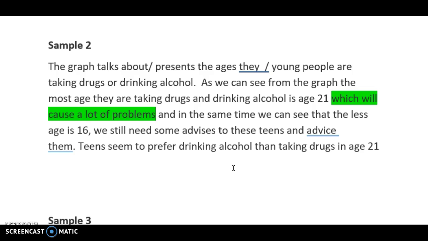It's not part of the description of the graph. And if we look here at the end, I'm skipping through this. Teens seem to prefer drinking alcohol than taking drugs in the age of 21. Is that the trend? Well, it's true about age 21, but it's not exactly the trend.